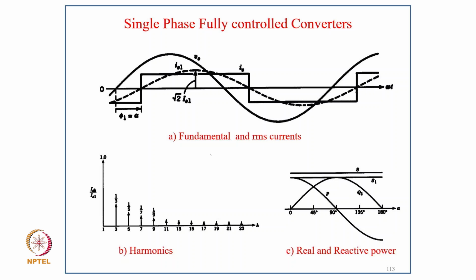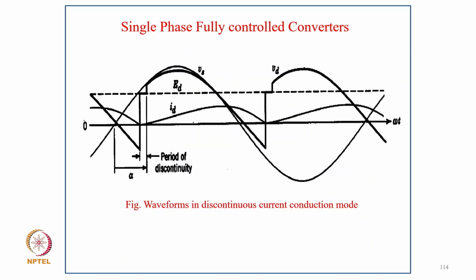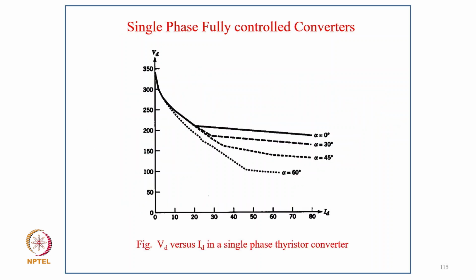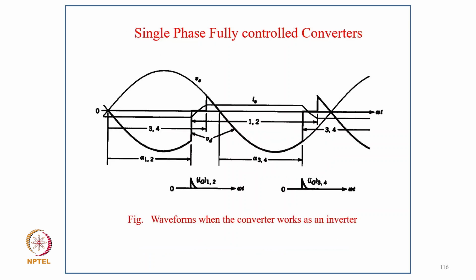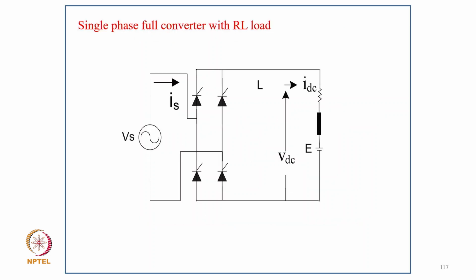with the varying firing angle, and how the waveform is discontinuous current, and how this Vd versus Id in case of single phase thyristor current for different firing angle, and how the waveform with converter works with the inverter with the firing angle more than 90 degrees for continuous DC current.